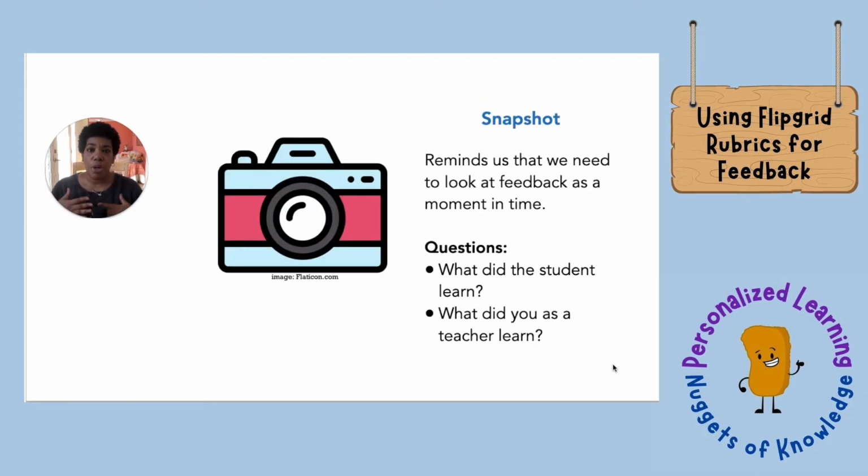Then you want to pull out a little bit to the snapshot view. This reminds us that we need to look at feedback as a moment in time. This one time, this one assessment, this one piece, and it's showing where the student is right now. So what did the student learn? And what did you as a teacher learn, not only about the assignment that you gave, but also about how the students interacted with that assignment?